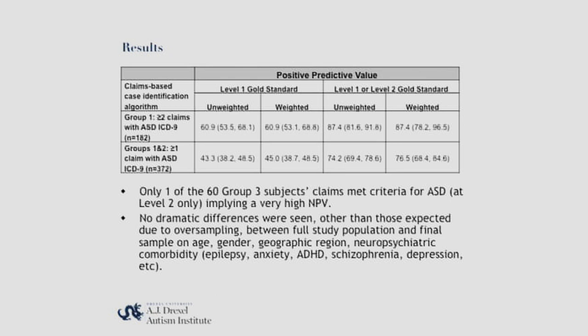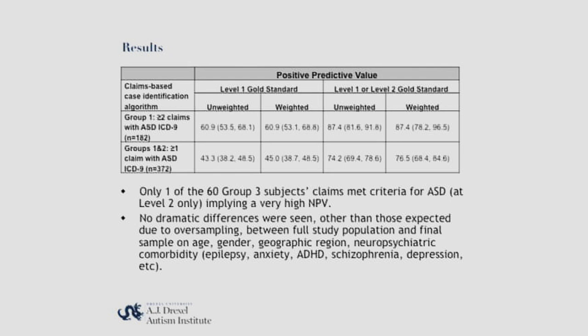If we look on the left-hand side first, against the level one gold standard, the higher bar, group one, which required two claims, had a positive predictive value of around 61%. The positive predictive value for group one or two, which would mean including the kids who just had one mention, one claim of autism, brought it down a good bit, down to the 40% range. That's not that encouraging, but I think the ADAM criteria is a very high bar.